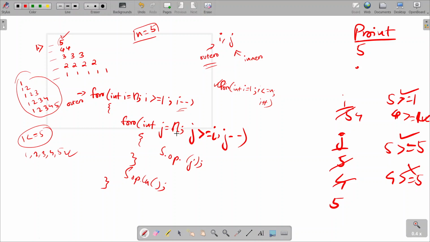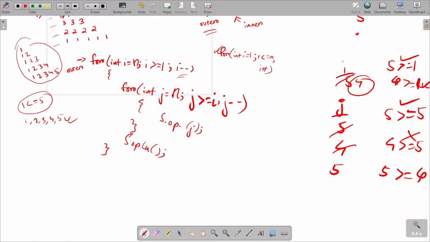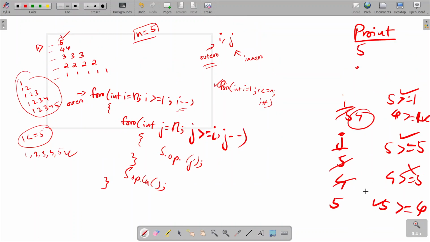What is the value of n? N's value is 5. And what will be the condition? Now the condition will be 5 greater than equal to 4 or not, because i's value is now 4. So 5 greater than equal to 4. Yes, condition is getting satisfied. So it's entering the loop and printing j. J means 5. Next, j will get decremented to 4.